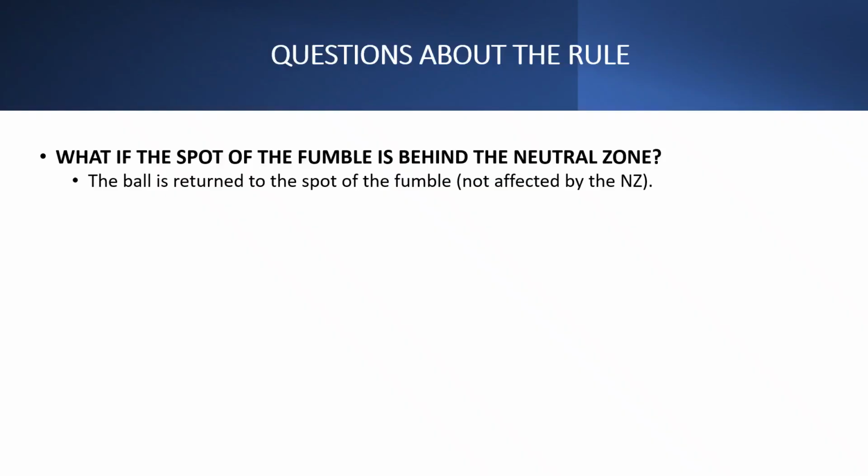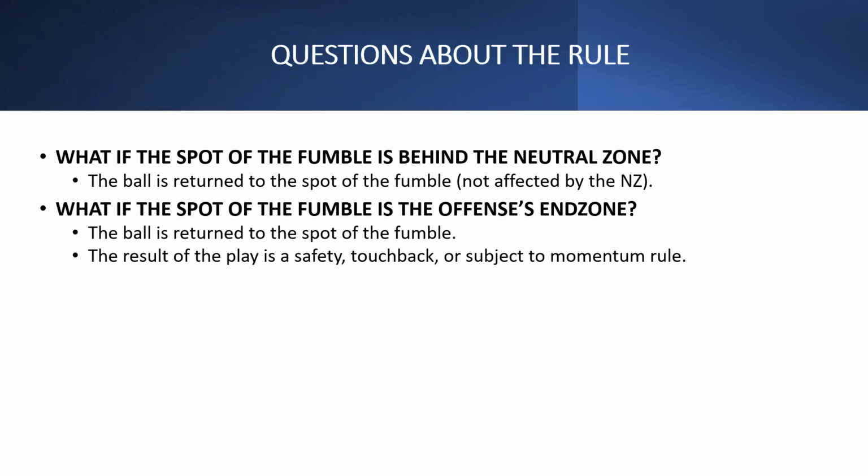Now let's address some questions about the rule. What if the spot of the fumble is behind the neutral zone? It doesn't matter. Simply put the ball at the spot of the fumble. It's not affected by the neutral zone. What if the spot of the fumble is the offense's end zone? Return the ball to the spot of the fumble, which is in the end zone, and the result of the play is either a safety or touchback, or it could be subject to the momentum rule.